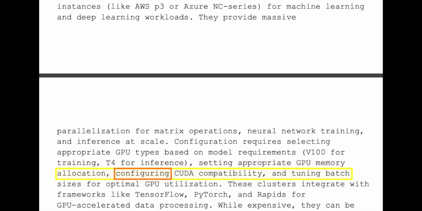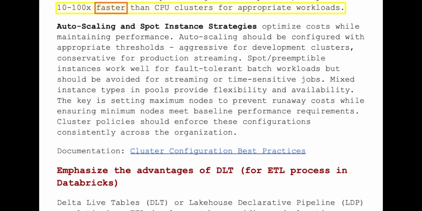allocation, configuring CUDA compatibility, and tuning batch sizes for optimal GPU utilization. These clusters integrate with frameworks like TensorFlow, PyTorch, and RAPIDS for GPU accelerated data processing. While expensive, they can be 10-100x faster than CPU clusters for appropriate workloads.